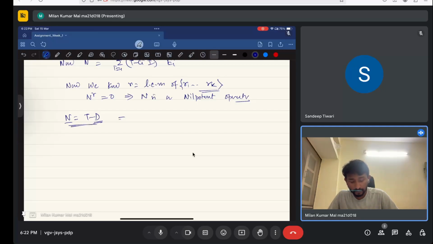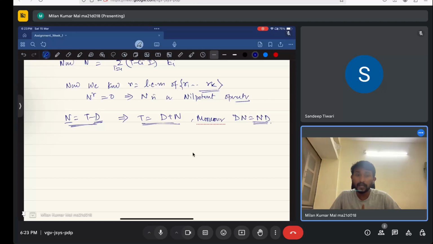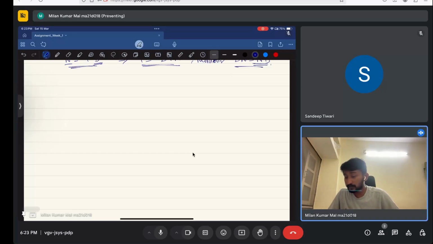So we have N equals T minus D, which implies T equals D plus N. Moreover, which I am not writing here, DN equals ND, that is, they commute. So every linear operator T for which the characteristic or minimal polynomial is completely factorized can be written as a sum of a diagonal operator and a nilpotent operator, such that they commute with each other. Moreover, they are unique. I will not prove those things here, but I will try to solve one problem.